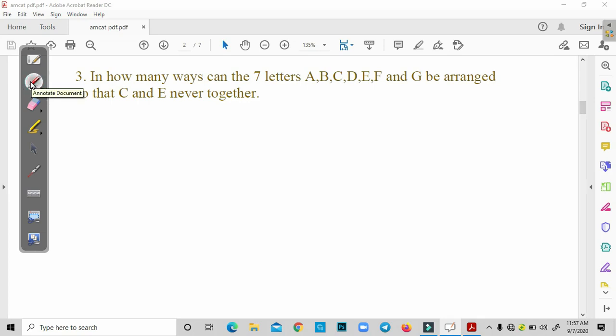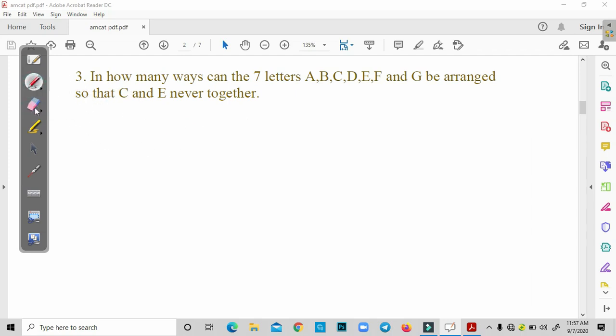Guys, permutation and combination is very important in any of the examinations. Now see what he is asking. In how many ways can the 7 letters A, B, C, D, E, F and G be arranged so that C and E are never together? That means if you form an arrangement like this, in this C and E should never be side by side. But finding this directly will be very difficult because this position may be anywhere.